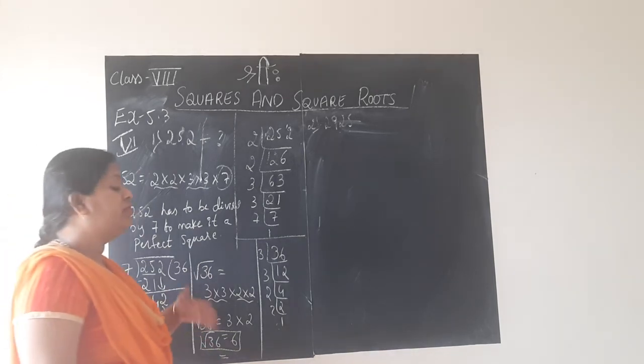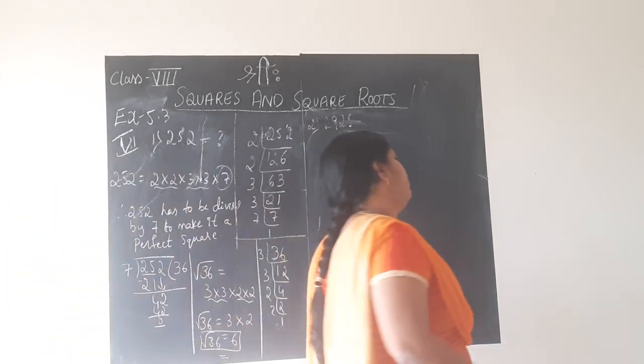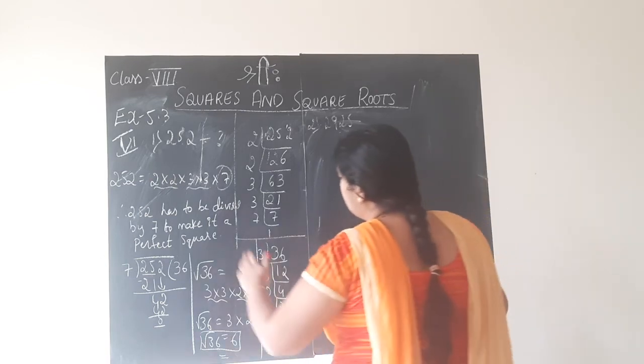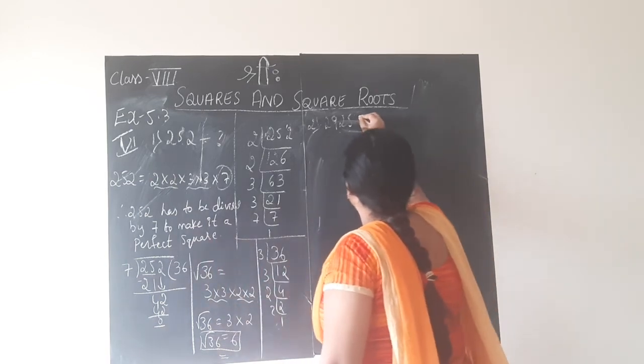Only in the previous way, we used to multiply and then by prime factorization find the square root. But here we are dividing. That is the only difference.